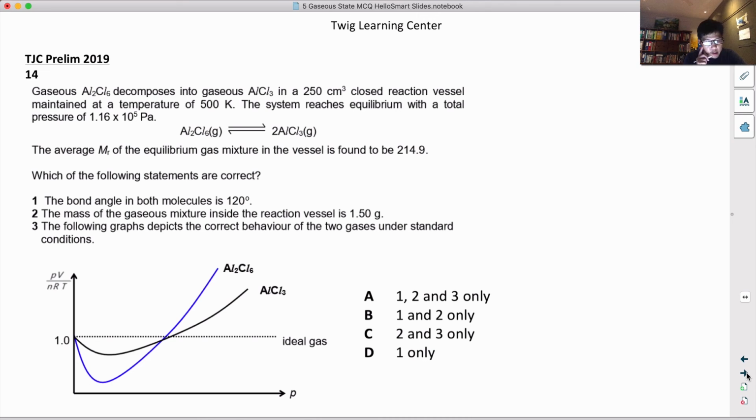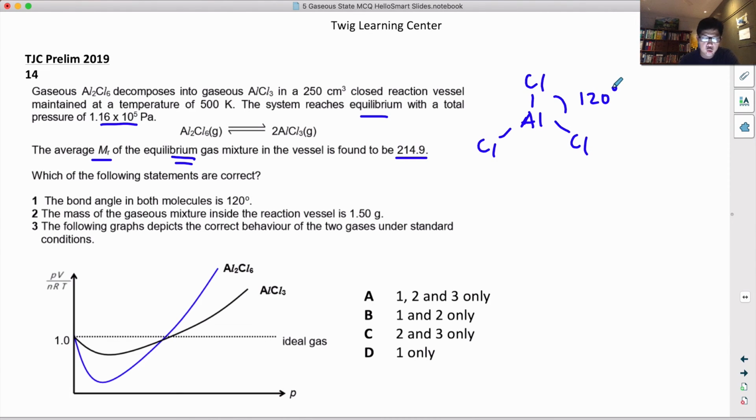Al2Cl6 decomposes into AlCl3, right, in this 250 cm cube closed vessel. Yeah, they maintain the temperature at 500 and the pressure at equilibrium, okay, is actually this pressure. So the average Mr at equilibrium is found to be so much. So if you try to draw AlCl3, you know that it looks like that. Okay, we did this in chem bonding. So AlCl3 is like this. So the bond angle is trigonal planar, 120.